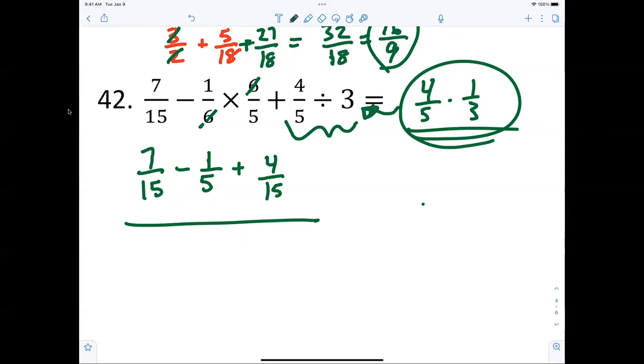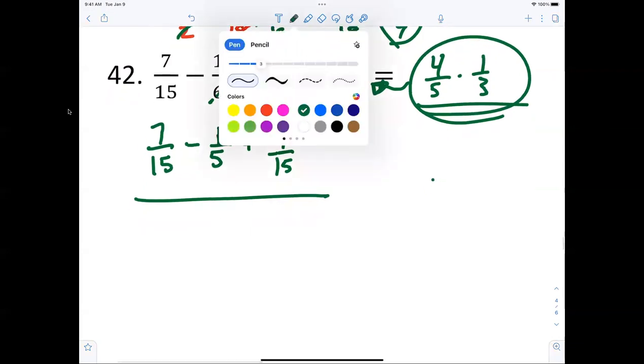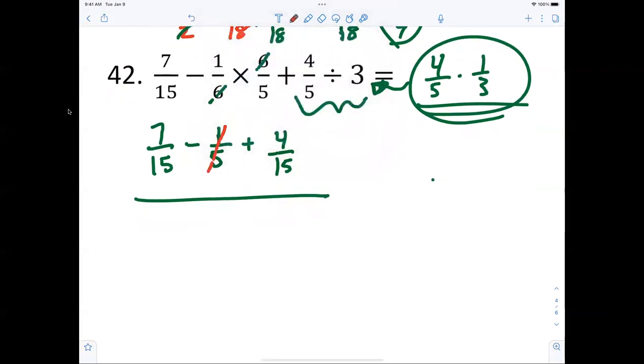All right. Now I can't add these because I don't have a common denominator. So here, the 1/5. Everybody's smart enough to say, okay, 1/5 is obviously how many 15ths? 3 over 15.